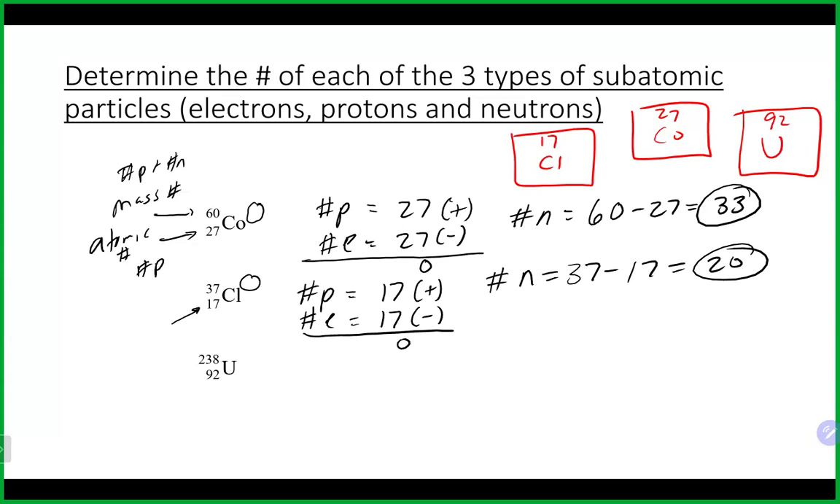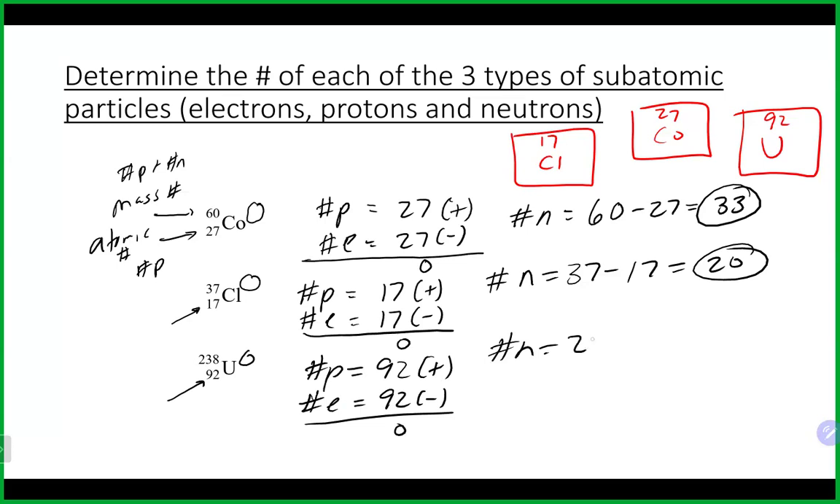Lastly, uranium, they say. Also neutral, nothing written there. So starting with the atomic number, the number of protons is going to be 92. Again, no charge, so a matching number of electrons, giving us no charge overall. And our number of neutrons in this case, 238 minus 92. Seems like a lot, like 146 there, I think, right? 146 neutrons in this case.